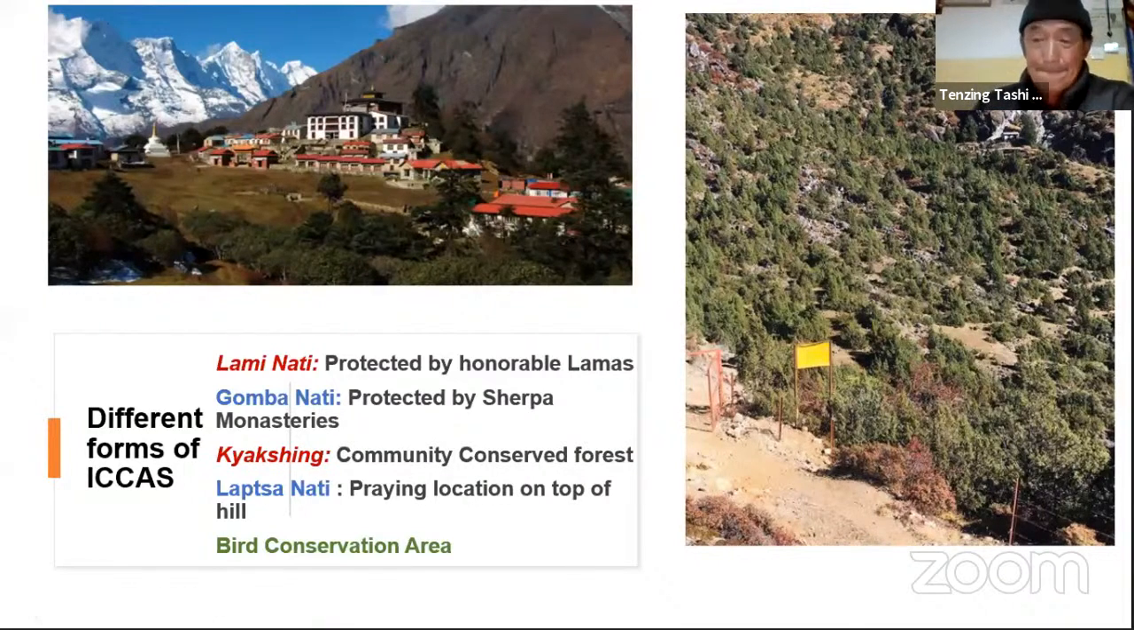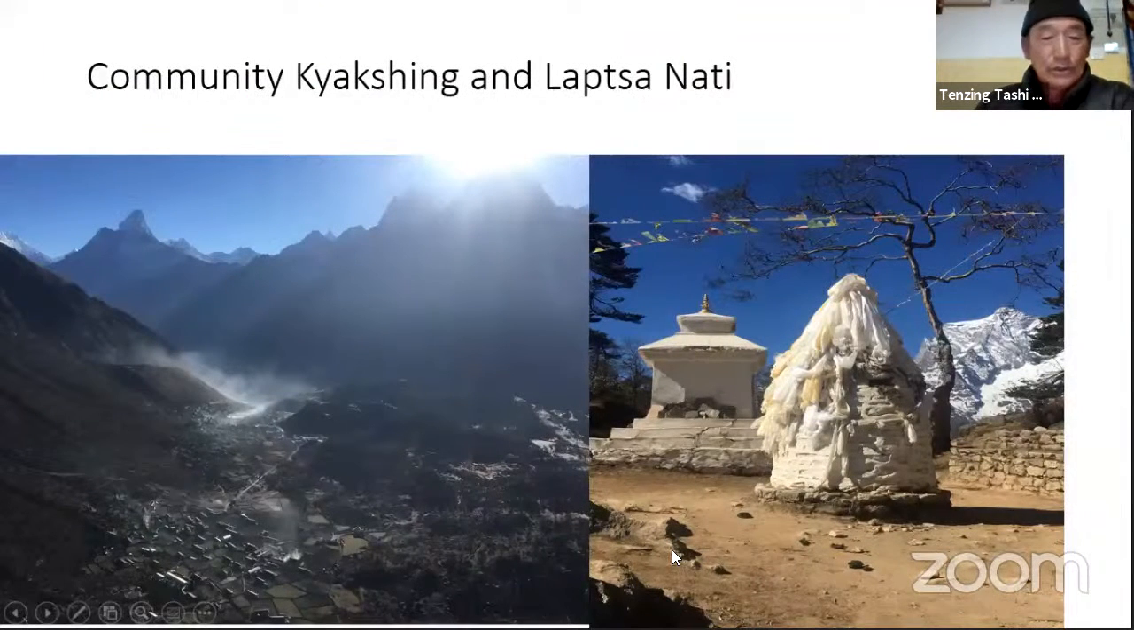Next, Suzy. So here this is the community catching and Lapcha Nati. Lapcha Nati, this is the right hand side. The picture is the Deurali. This is in every Sherpa village. When you're crossing, when you are going out, you can find a Lapcha like this. You have to pray there. Around this, the shape is like a stupa. Around here we have to pray, and this is not personal. This is all a community concept.